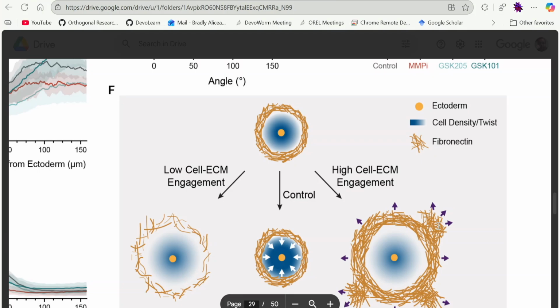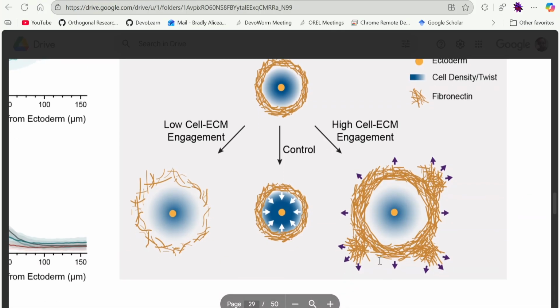In this case here, which is high cell extracellular matrix engagement, you get a lot more fibronectin. It is migrating out from this ring and moving outward. And then you have the cell density twist, which is dropping off from its central source and becoming weaker as we reach the fibronectin and then the ectoderm in the middle.